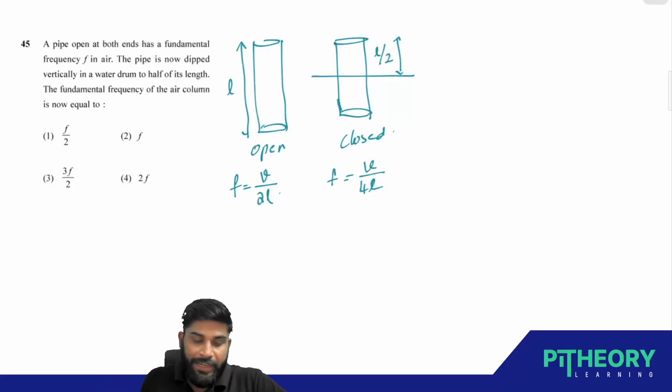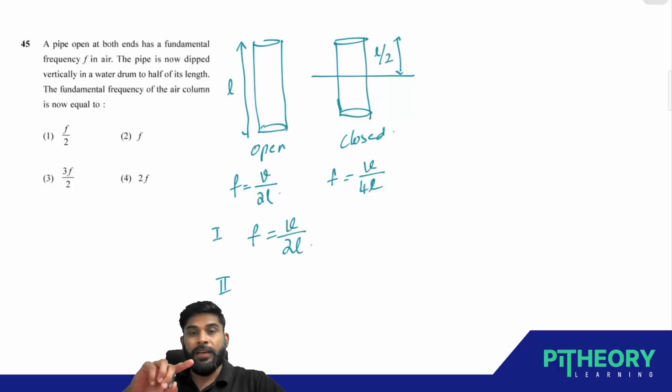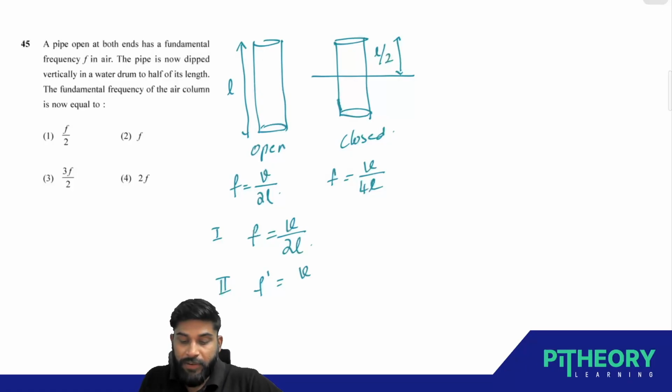It is very clearly given: F is the fundamental frequency in air, in the case of open pipe. So the first condition, F is equal to V by 2L only. In the second condition, the pipe dipped in water became a closed pipe, because one end is now closed; water is coming. For this closed pipe, the fundamental frequency is V by 4L, V divided by 4 into the length now, which is L by 2. So we write L by 2.